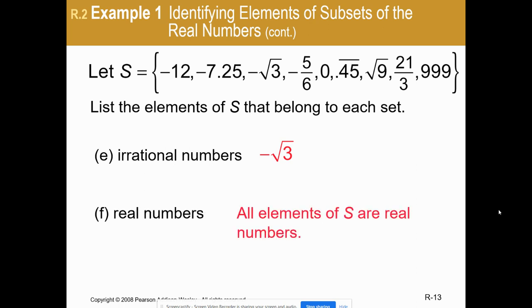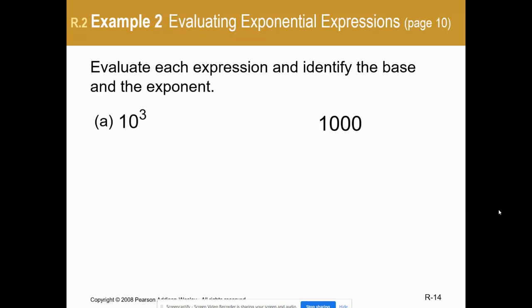Now real numbers are any numbers that aren't complex, like i. If it doesn't have an i in it, it's a real number. So all of the numbers there are real numbers.